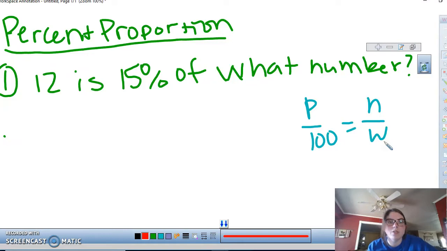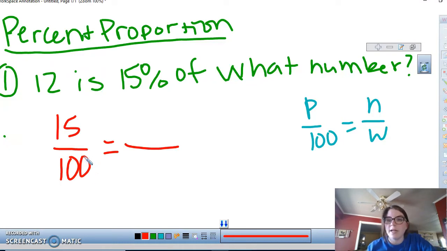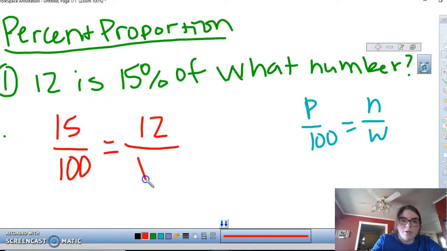So if we're reading this problem, it says 12 is 15%, okay? Well, I know for sure the easiest part is going to be this 15 because it has the percent sign. So I know for sure that's going to go in this top left. I know 100 always goes in the bottom. So the only other number that I have left now is 12. Okay, well, is 12 the part? Is it by the word is or is it by the word of? If you look here, it's by the word is, so I know it's going to go on top. And then my variable is W.